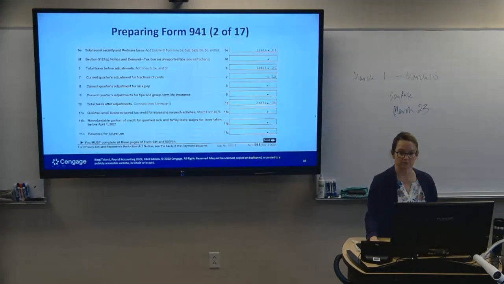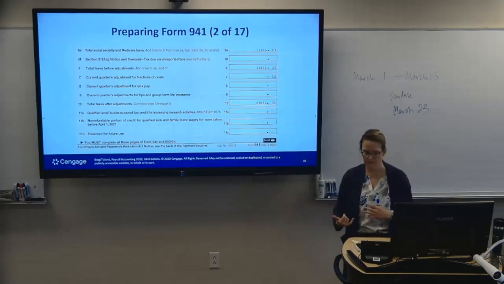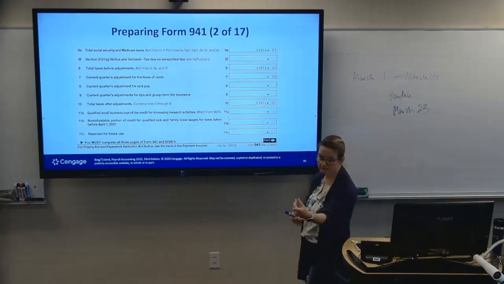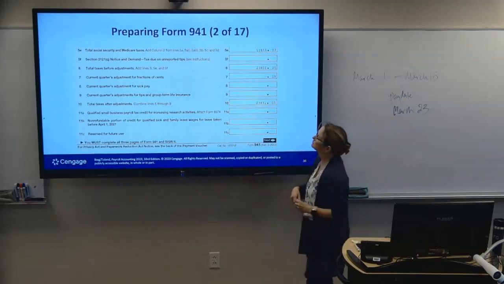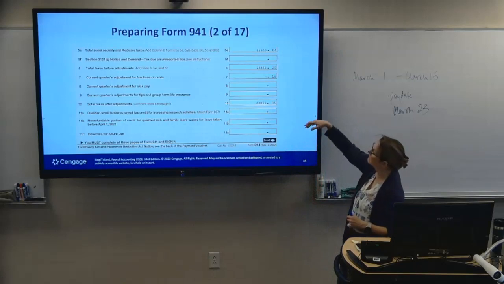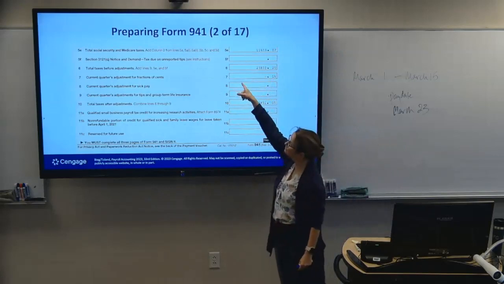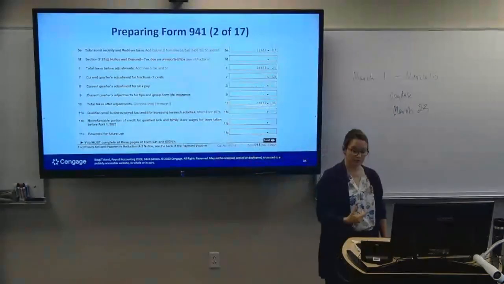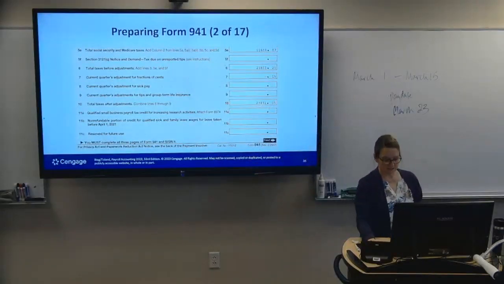Let's move on to the next part of the form. It's kind of hard to see. I will pull up a 941 so you can see the whole sheet. Although you can look, like Kathy's got her book. If you've got a copy of the book, you can look at that as well. You've got the full sheet there. Then total Social Security and Medicare taxes are added up and included on line 5E.